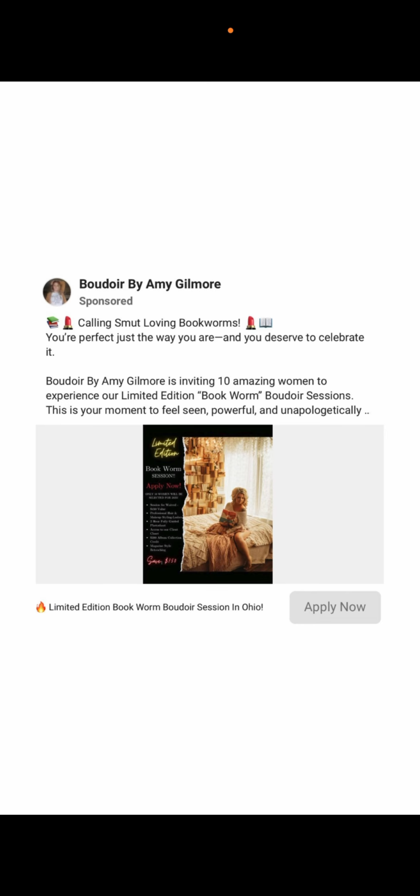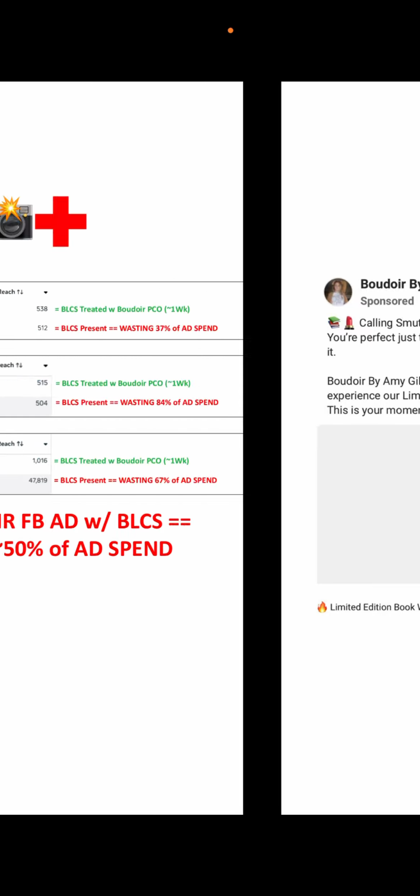So, yeah, based on this, I do believe the unique CTR of this Boudoir Facebook ad is under 6%. Therefore, yes, I do believe this one in particular does have BLCS, aka Boudoir low click syndrome.